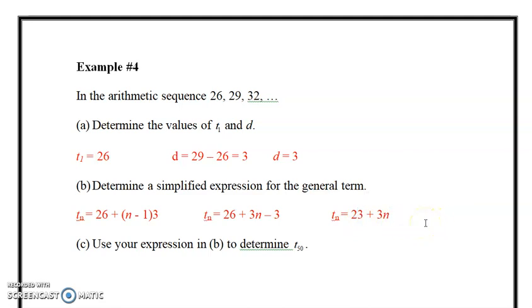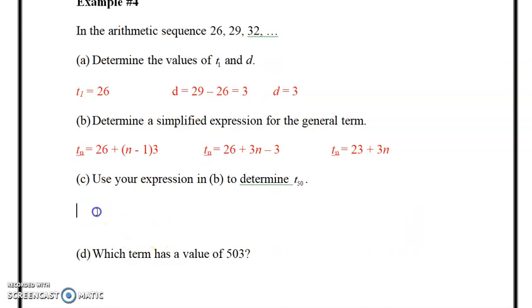And you may have noticed it does indeed look like a linear equation, where t sub n is y and n is x. So it does look like that, and you would be right in saying that it is correct. It is equivalent to y equals mx plus b, where your common difference is your slope. 23 in this case would be your y-intercept. n replaces x, and t sub n would be y, if you're comparing it to y equals mx plus b.